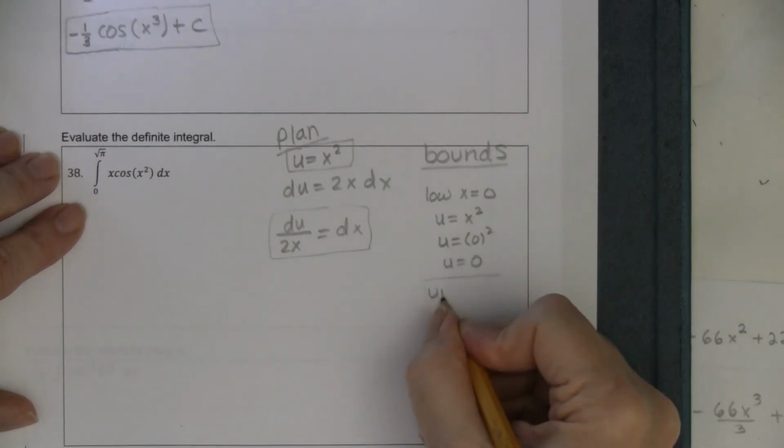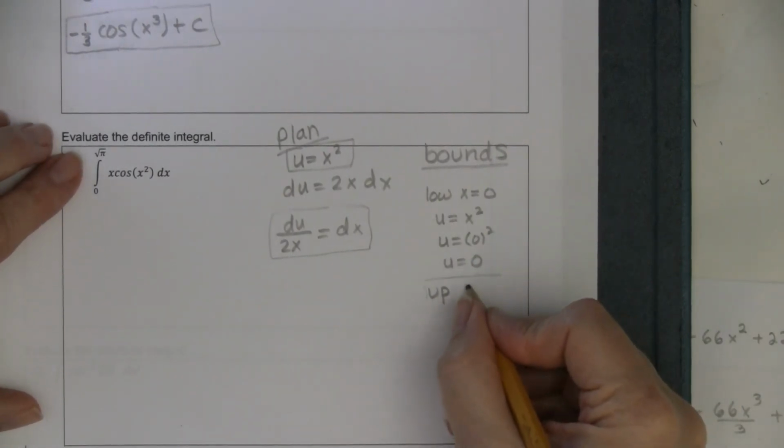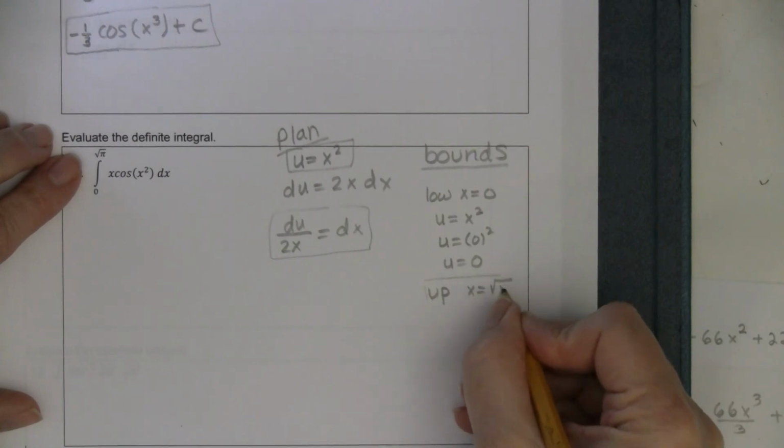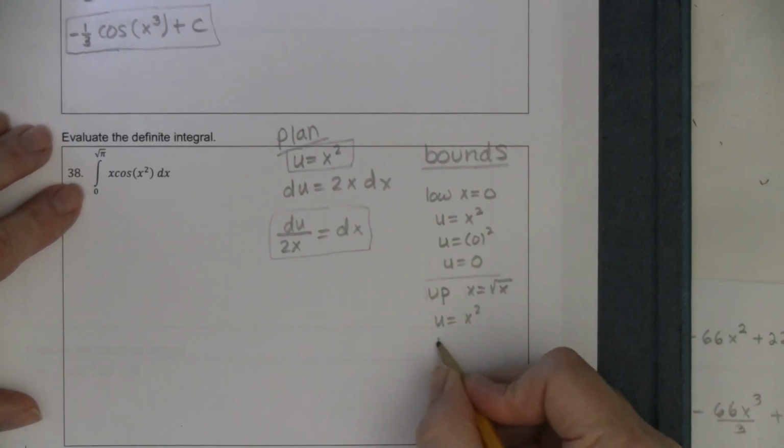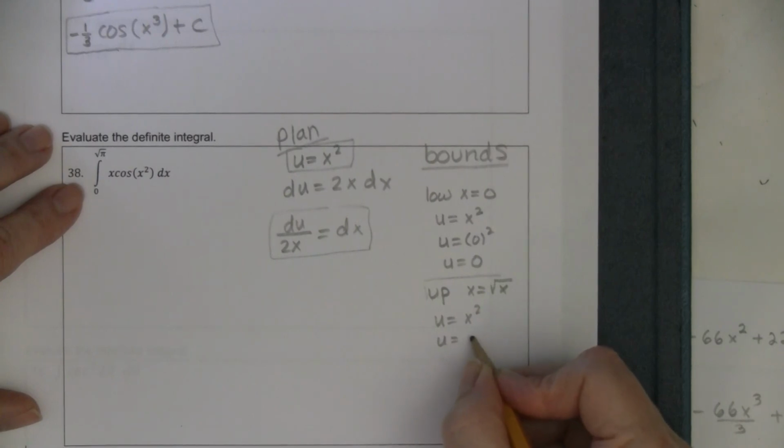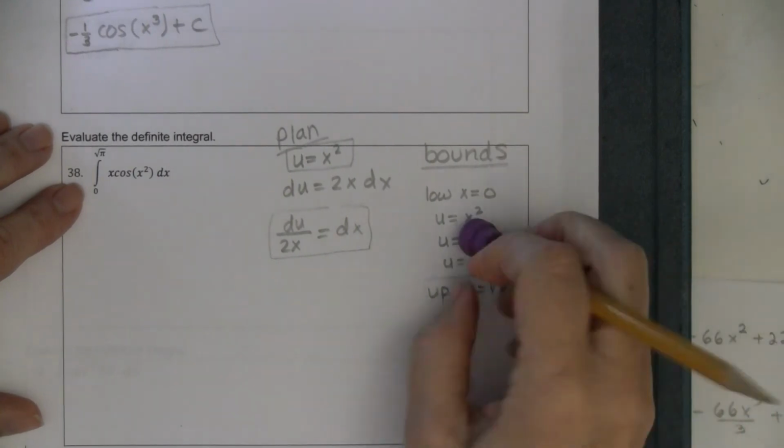I guess I've been calling it that bound, which is x equals the square root of pi, right? And u equals x squared. So u equals the square root of pi squared.